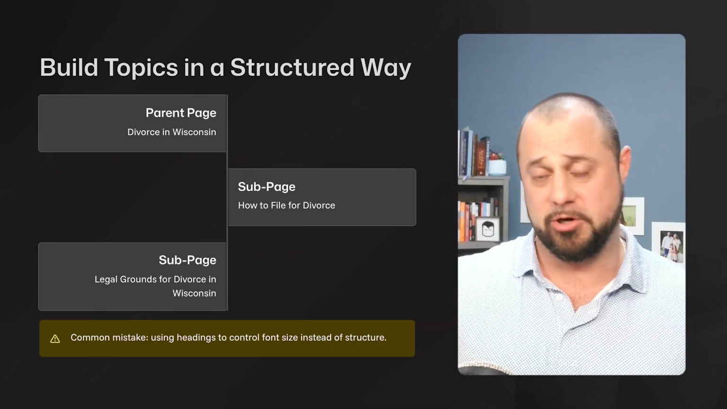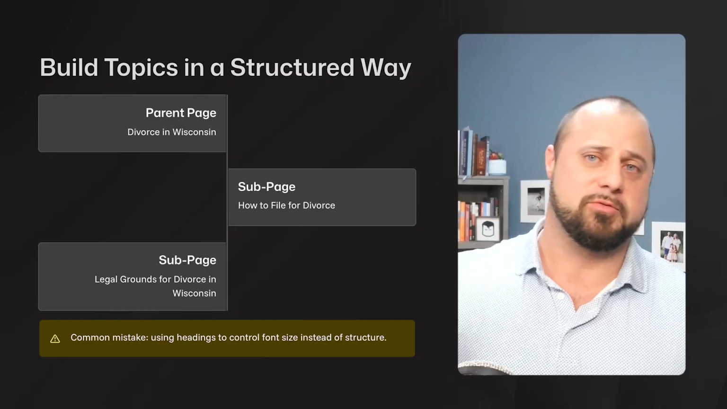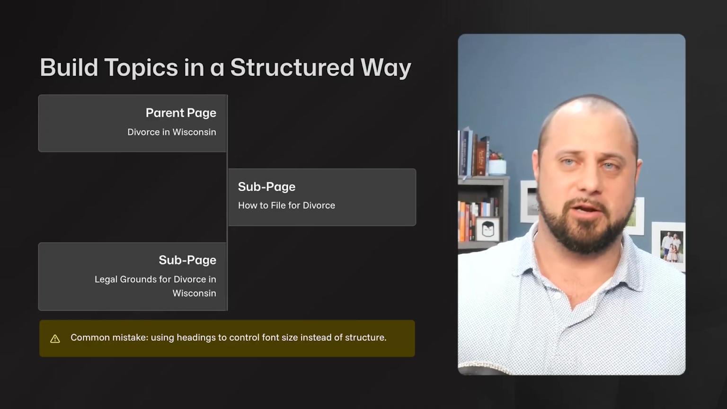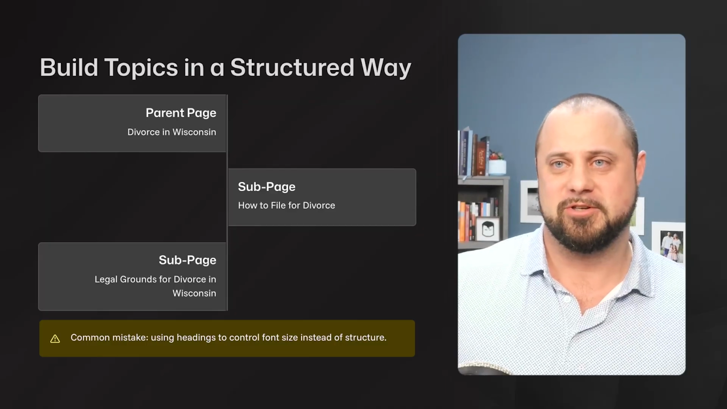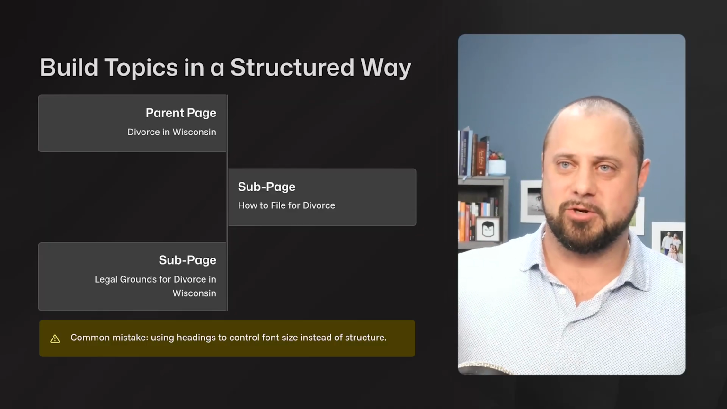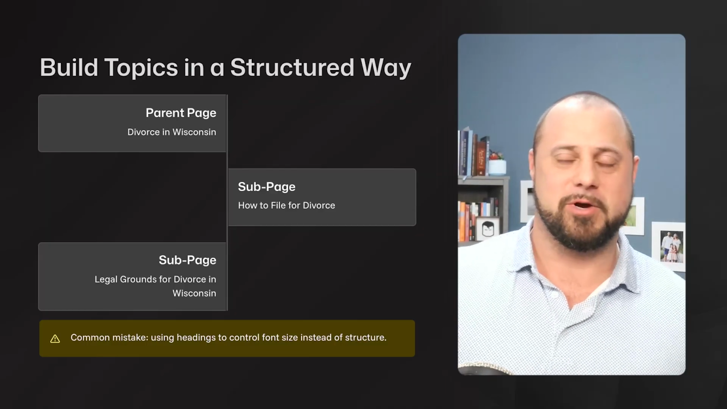Yeah, so a good way to think about this is, for our divorce page in Wisconsin, I believe the title and the H1 have divorce in Wisconsin in the title. And then a sub page underneath that, which is underneath the divorce page, would be how to file for divorce. And then another page under divorce would be legal grounds for divorce in Wisconsin. So we're kind of building out the topic in a structured way.